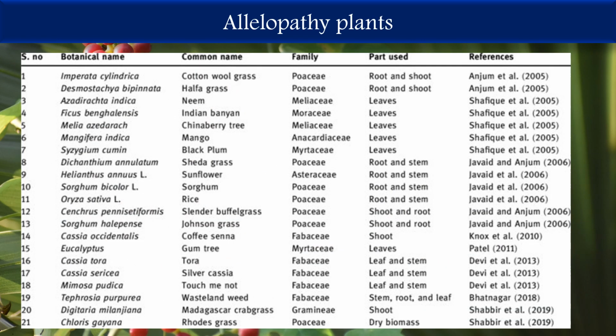So these are some allelopathic plants such as Imperata cylindrica. It is one type of Poaceae. So in many rice field areas, you will see this type of plant where it inhibits the growth of another plant. And you can say some of the examples like Azadirachta indica, Ficus bengalensis, Melia azedarach, Mangifera indica, Syzygium cumini, Helianthus annuus, Sorghum bicolor, Oryza sativa, then Eucalyptus.